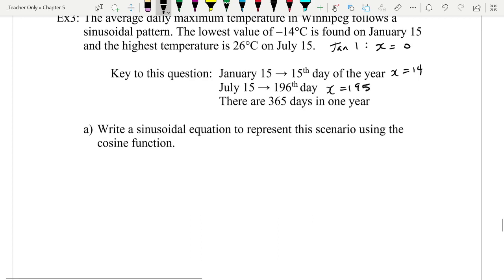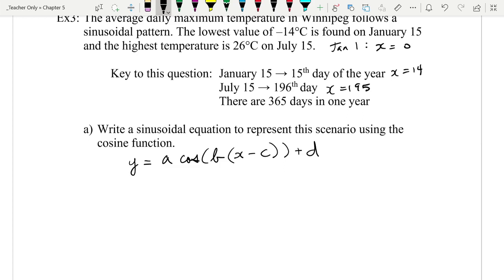Write a sinusoidal equation to represent this scenario using the cosine function. Okay. All right, how do I make an equation? Well, I make an equation by knowing A, B, am I going to use theta or x? I'll use x. I've already started calling him x up here. C and D. So all I got to do is use the information in front of me to find A, B, C, and D.